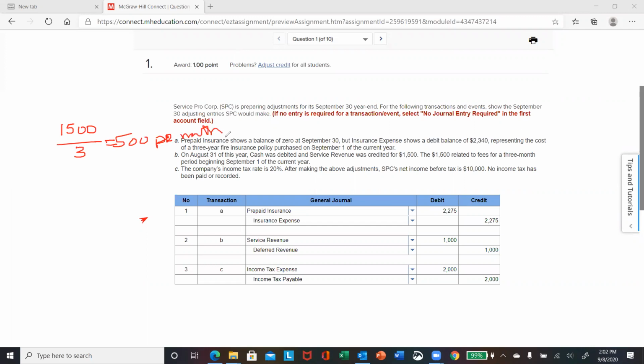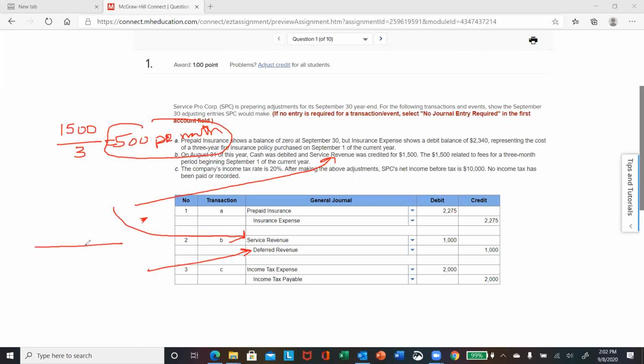again per month. The problem is they put all that money into service revenue, so we have to make an adjustment. So what they do is you're going to debit the service revenue for $1,000 and credit deferred revenue for $1,000. Essentially, the net effect is that you're going to be showing that you're earning $500 per month.